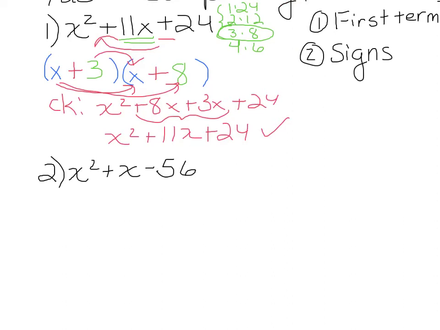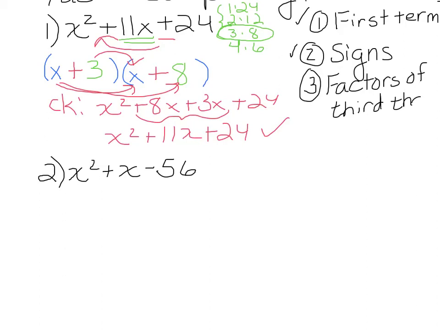Okay, so let's think back on what we did. First, we wanted to see what we needed to multiply together to get the first term. The second step was deciding what the signs of our binomials needed to be. The third step was factors of the third term that had a sum or a difference that added or subtracted to the middle term.